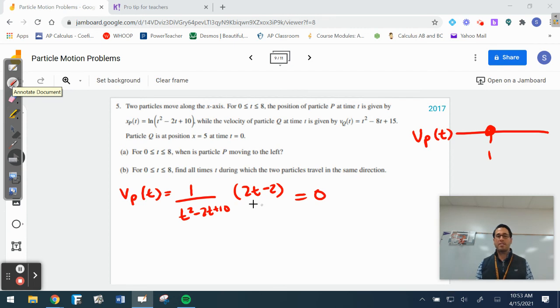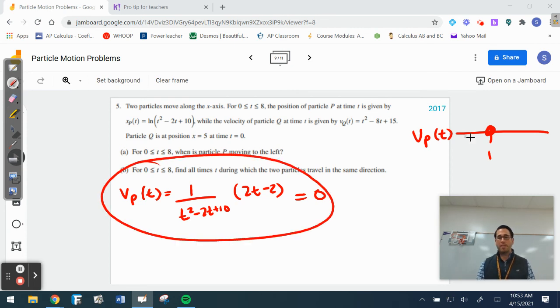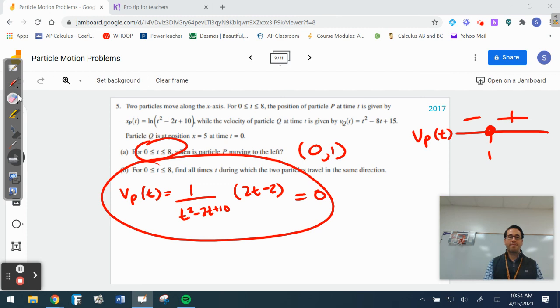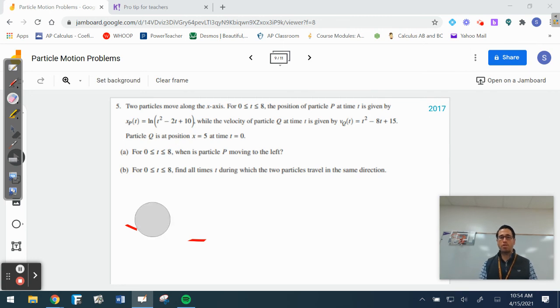All right. So now I just have to plug in values here. Well, let's plug in a 0 because that's to the left of 1. If I plug in a 0, I get a negative 2 over a 10, which is negative. If I plug in a number bigger than 1, like 10,000, I get a positive divided by a positive. So I would say this is moving to the left from 0 to 1. And make sure you write why: you should write because v of t is less than 0. Make sure you write that out. Okay, you guys, that right there, you would get 2 points for getting the answer correct.